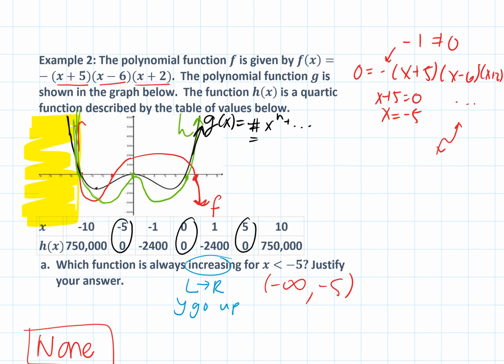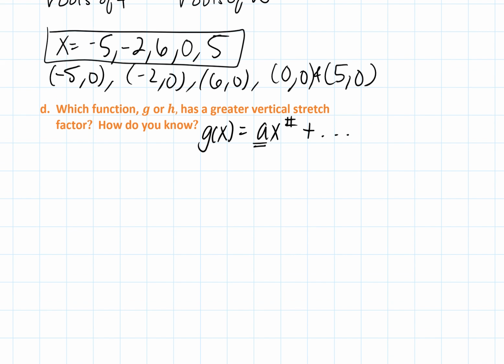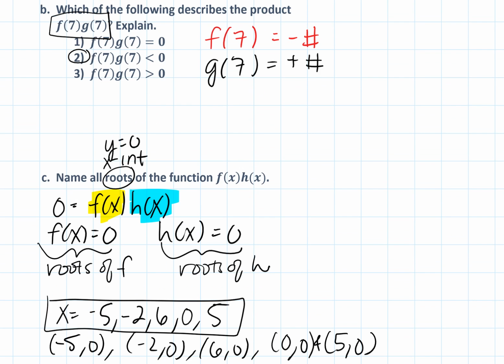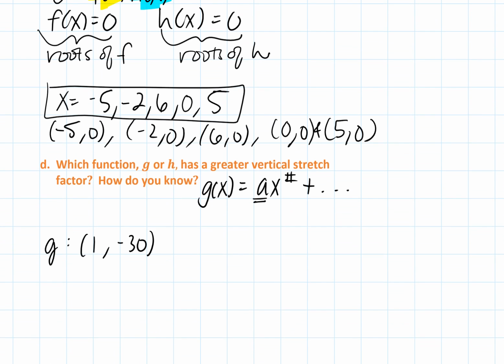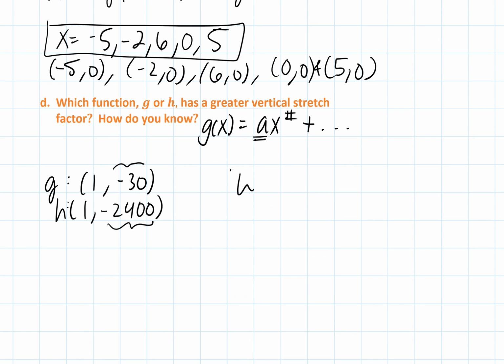Let's take a look at this function. It looks like g has this point here, which the scale is -100. Notice that there. So g has the point 1, -30, approximately. Whereas h has the point 1, negative 2400. I'm choosing the x value 1 because I have that y value for h. And if h has the point 1, negative 2400, this y value is a lot further from the x-axis than this y value is. So h has the greater vertical stretch. It's further apart from the x-axis.